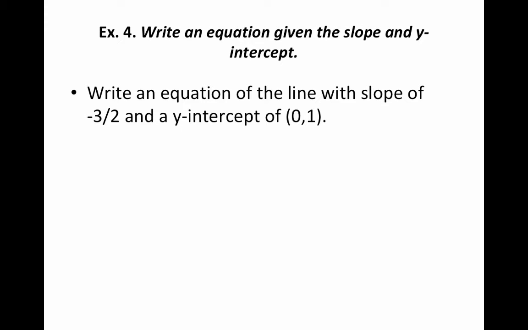So we're going to write an equation of a line with the slope of -3/2 and y-intercept of (0, 1). So we're given the slope and the y-intercept, so we can go straight to y-intercept form, y equals mx plus b, and just plug in what we know. So y equals -3/2 x plus 1.